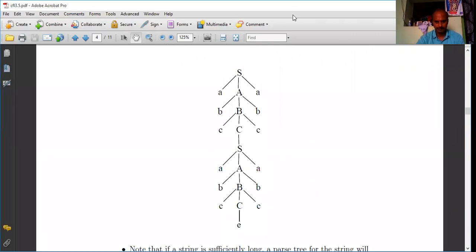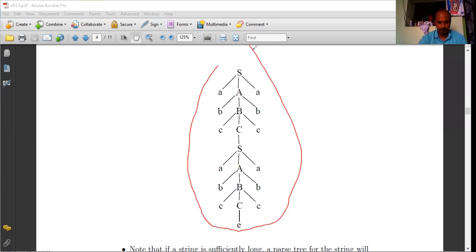Here observe this. This is the parse tree for this grammar. S derives A, A derives B, B derives C, C derives S once again. So S derives A, B, C, E. This is one terminal string, and this is the parse tree for the given string.